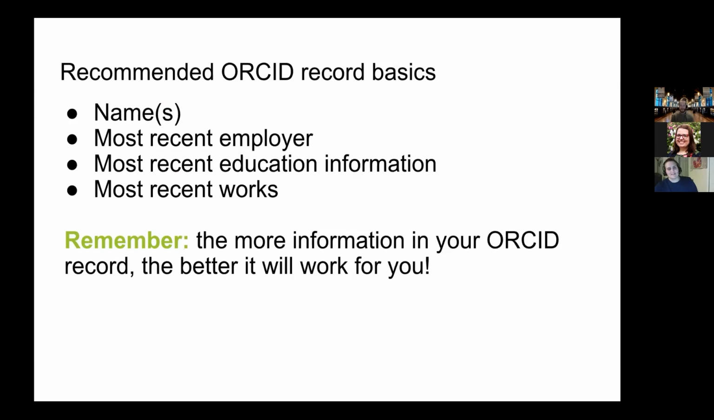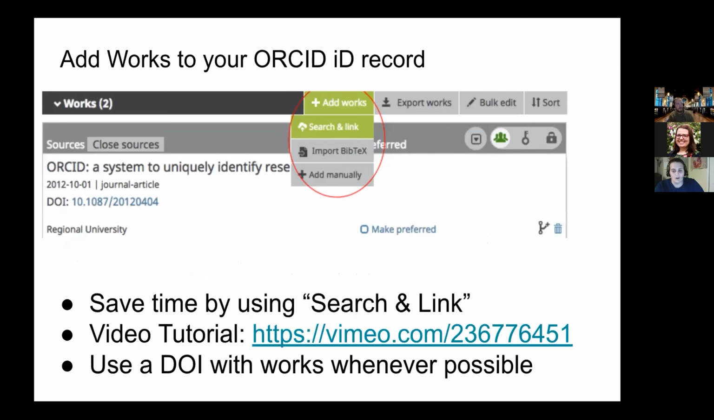Basically, at the most basic level, it's recommended that you fill out any and all names that you publish under, or that you use, your most recent employer, education, and any recent works. But the more you put in, it just looks impressive. Everyone likes to feel good. But you can always go back. You can make changes. If you decide you had something in there that you actually want to take off, you can do that. And adding works, like we were saying, is fairly simple.